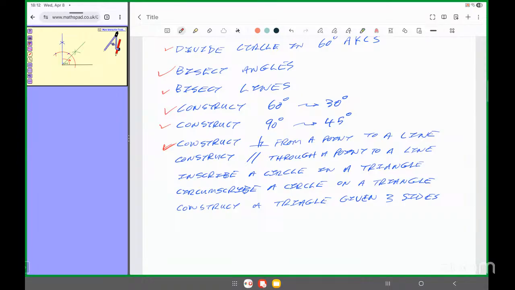Construct a perpendicular from a point to a line. We simulate the formation of an isosceles triangle. Make a note. And then we want to bisect the base of the isosceles triangle, and the bisector of the base will pass through the apex, which is the point we're drawing the perpendicular from. All right? That's the method we're going to use.